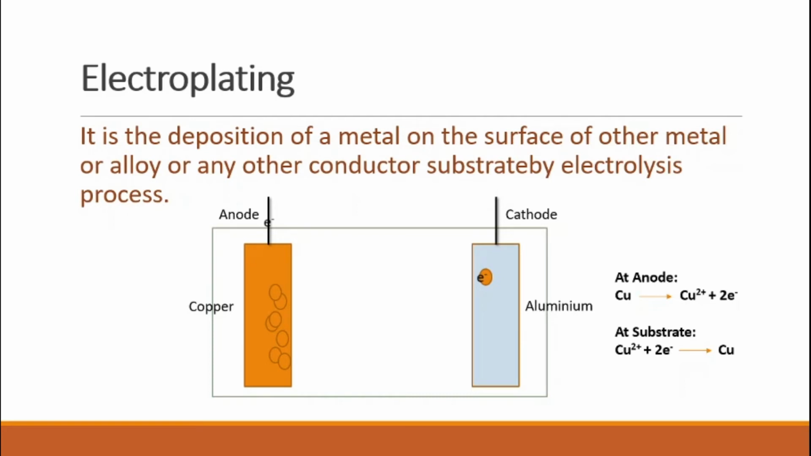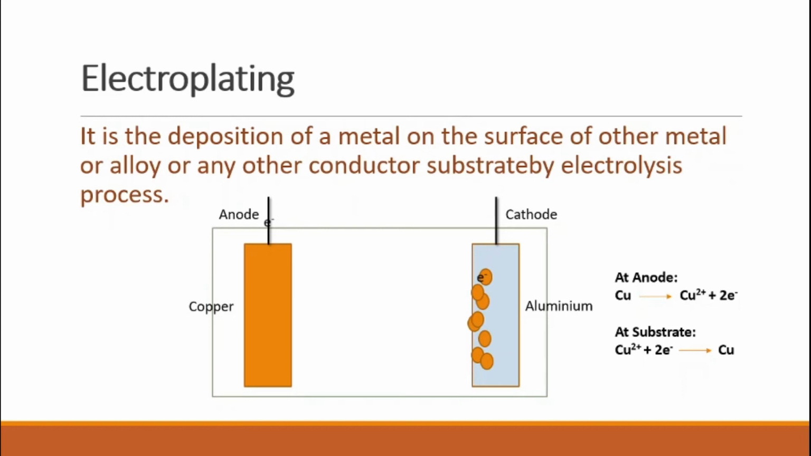But this does not happen only with one copper atom. It happens with all the other copper atoms that are present at the anode, and slowly as the process progresses, copper keeps getting deposited on the substrate, which is aluminum in this example. You can see that all the copper from the anode will be oxidized to convert it into Cu2+ ions, and electrons will be liberated, and at the substrate those Cu2+ ions will be reduced with the help of electrons and converted into copper metal that gets deposited at the surface. This is how the electroplating process takes place.